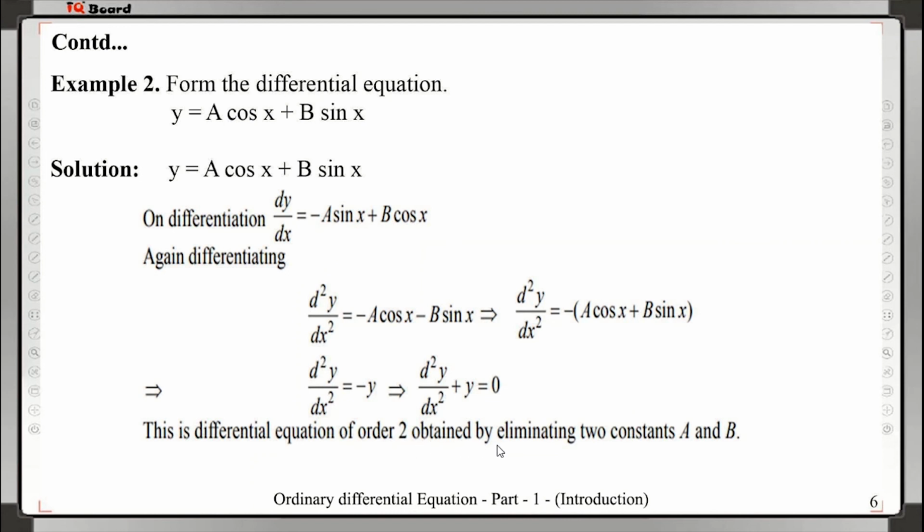So here we form the differential equation by eliminating the constants a and b. That's all.